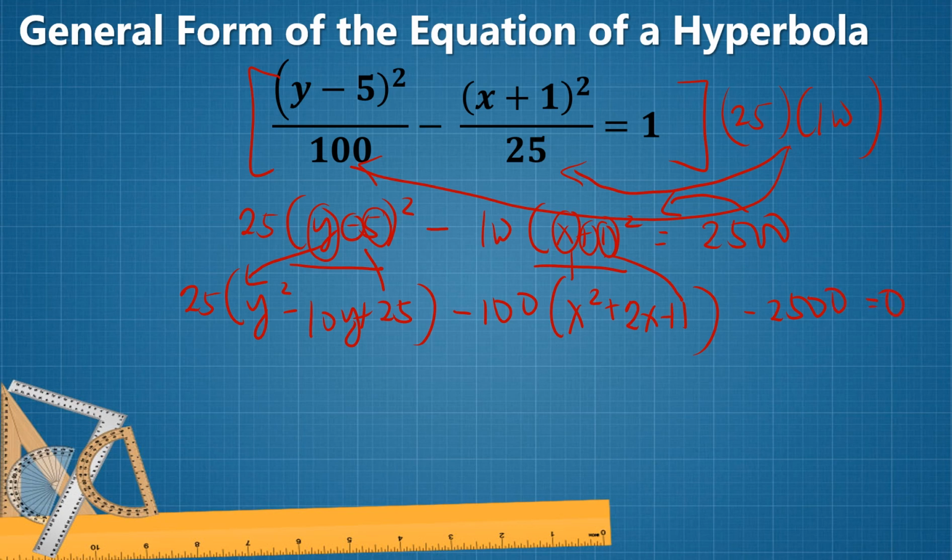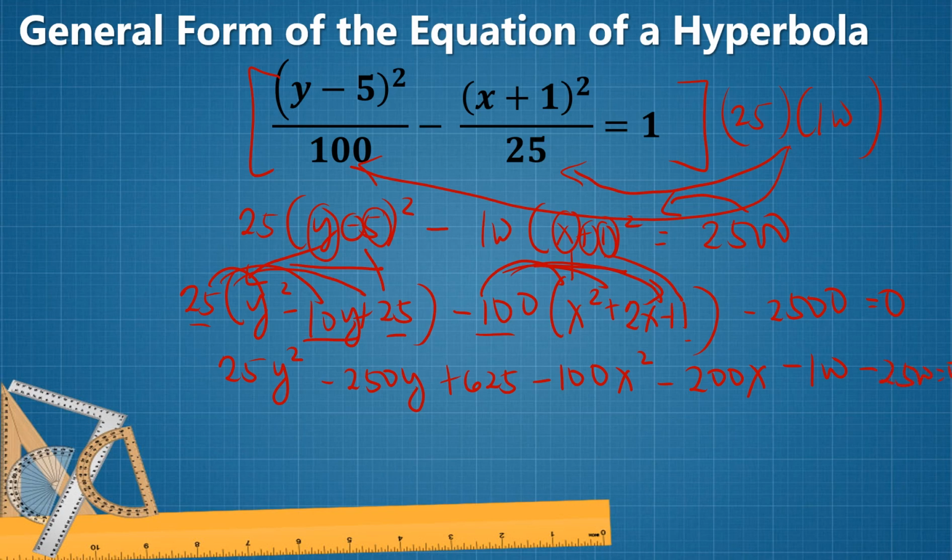Next, we need to distribute the number 25 inside the parentheses and negative 100 inside the parentheses. So 25 times y squared is equal to 25y squared. 25 times negative 10y is negative 250y. And 25 times 25 is 625. Then negative 100 times x squared, we have negative 100x squared. Negative 100 times 2x is negative 200x. And negative 100 times 1 is negative 100. And then bring down negative 2,500 equals 0.